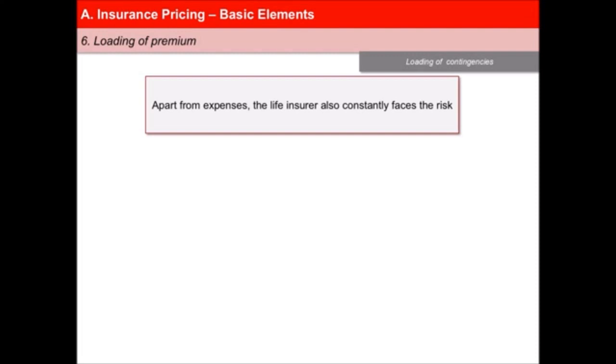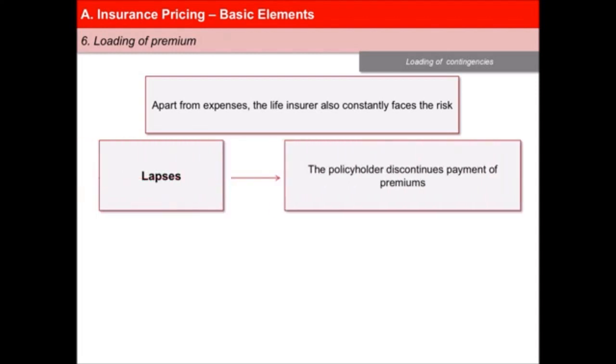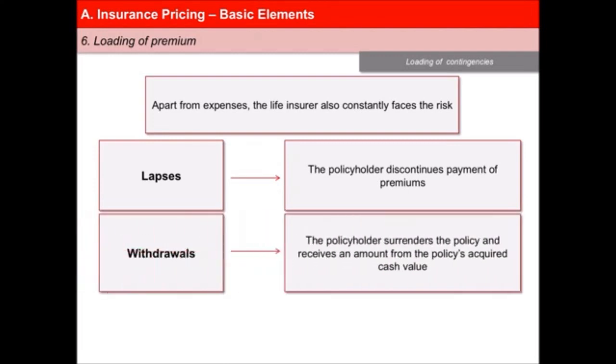To understand contingencies, we must be acquainted with the concept of lapse, which means that the policyholder discontinues payment of premiums, and withdrawals, which means that the policyholder surrenders the policy and receives an amount from the policy's acquired cash value. Lapses can pose a serious problem because they typically happen within the first 3 years, with highest incidence being typically in the very first year of the contract.